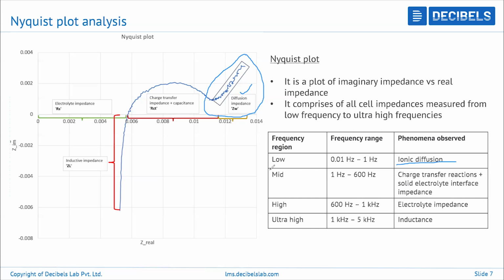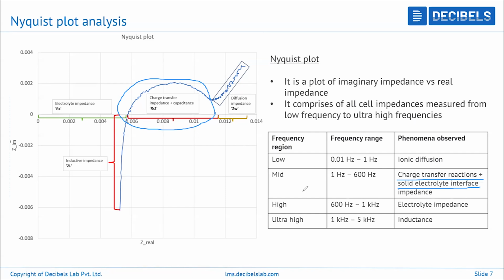Then we have the mid region, which is from 1 hertz onwards to about 600 hertz. So it's a much larger frequency range, and that you can notice in the center, which is represented by a semicircle. It's not exactly a semicircle, it is an approximate semicircle, and that represents a set of chemical reactions that happen inside, which are known as charge transfer reactions, and also a combination of the solid electrolyte interface. So this will be further elaborated in the next slide. So we'll be talking a little bit more about the reactions and what exactly the reaction has to do with the impedance and things like that.